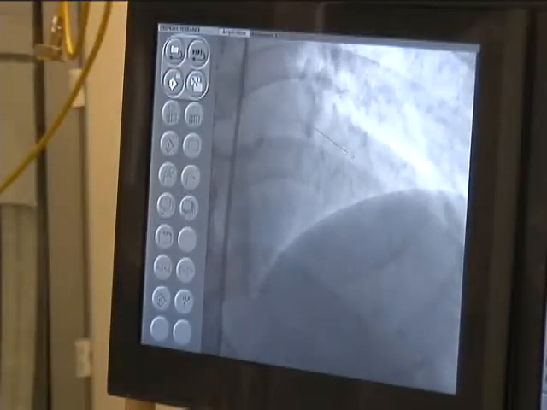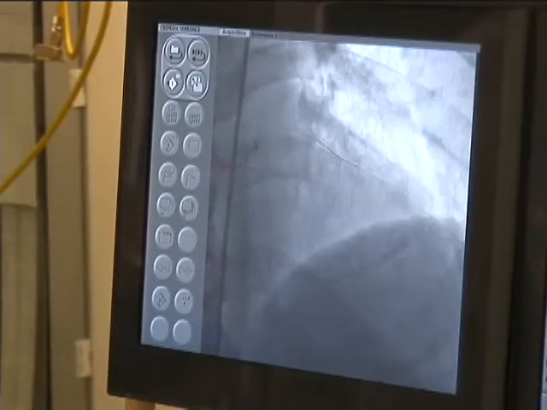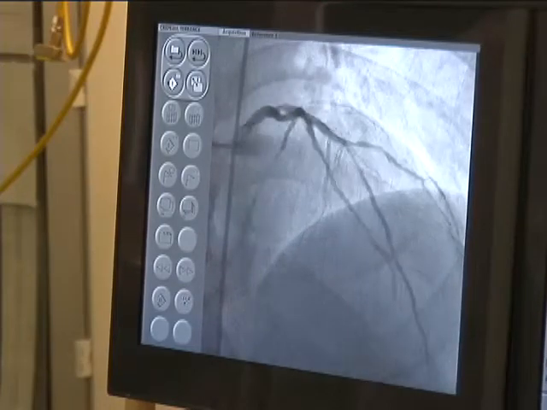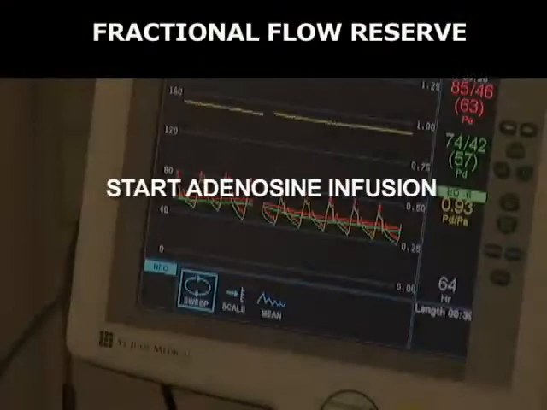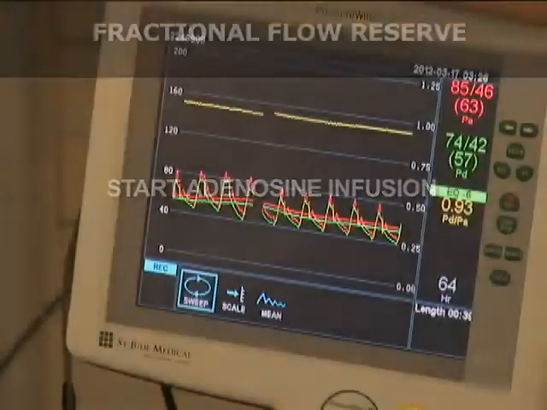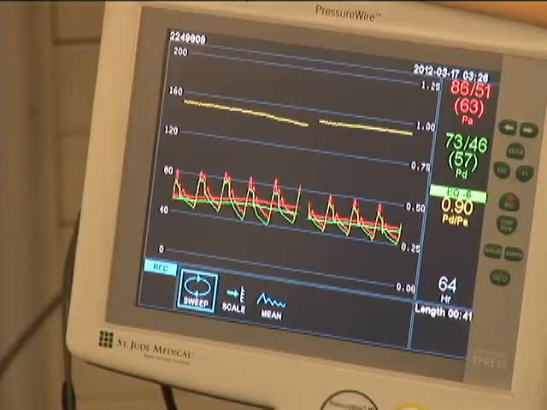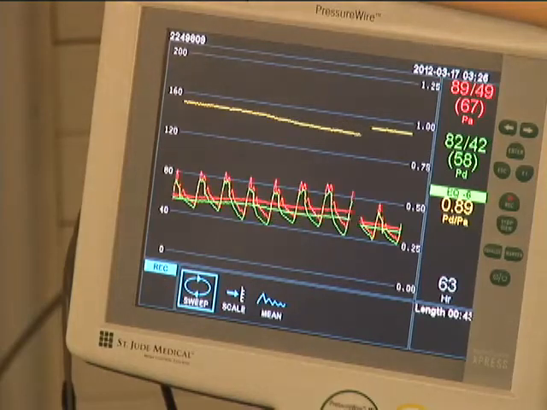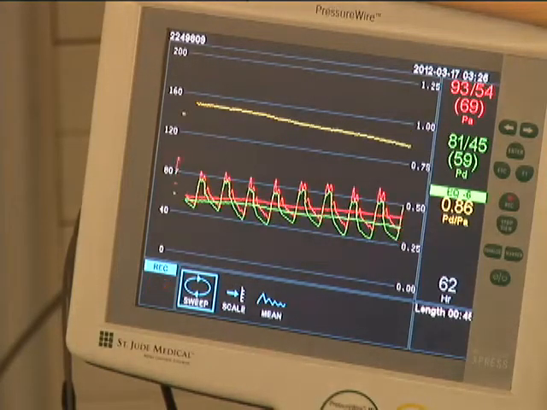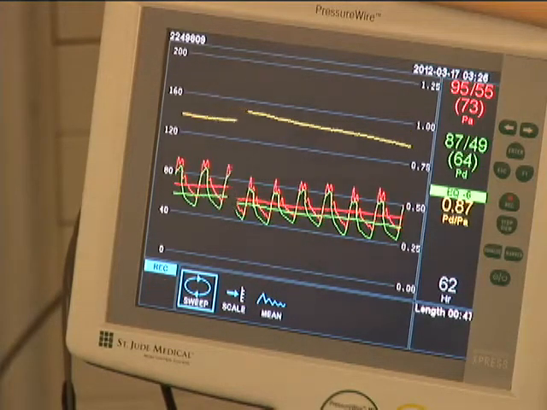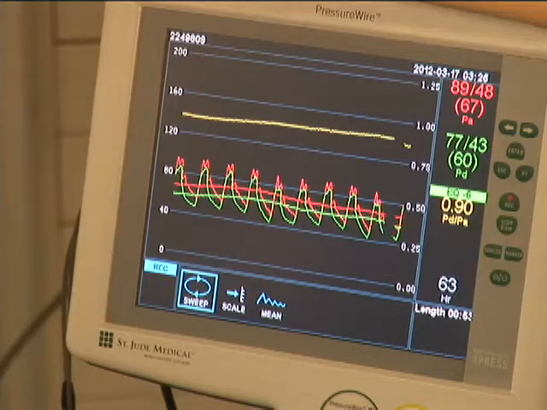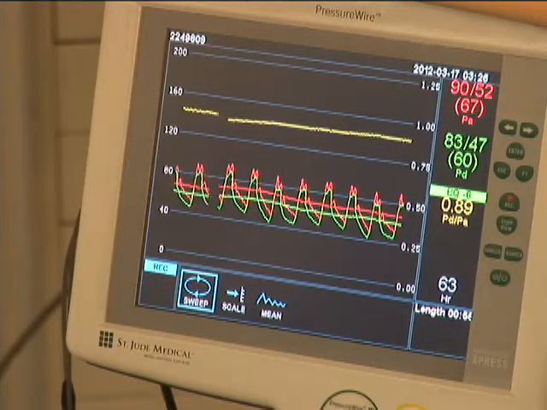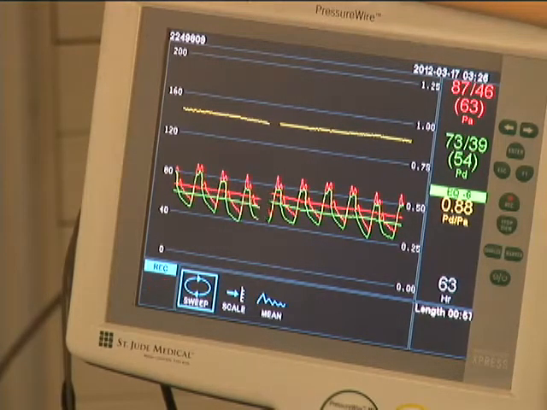Following successful equalization, the FFR wire is advanced so that the pressure manometer is distal to the lesion of interest. After the wire is advanced, the wire introducer is removed and the catheter is flushed with heparinized saline, and a baseline FFR measurement is noted. In this case, the baseline FFR value is 0.94 to 0.95.